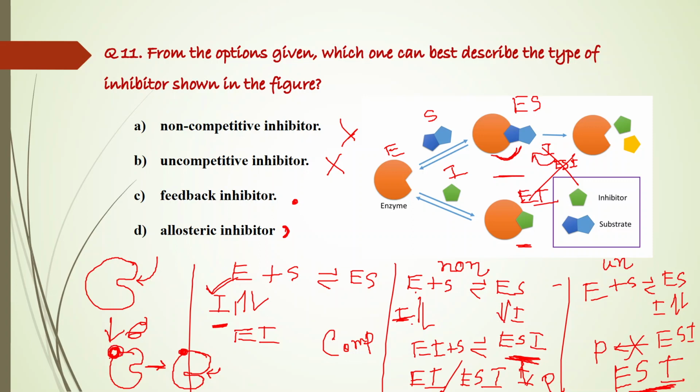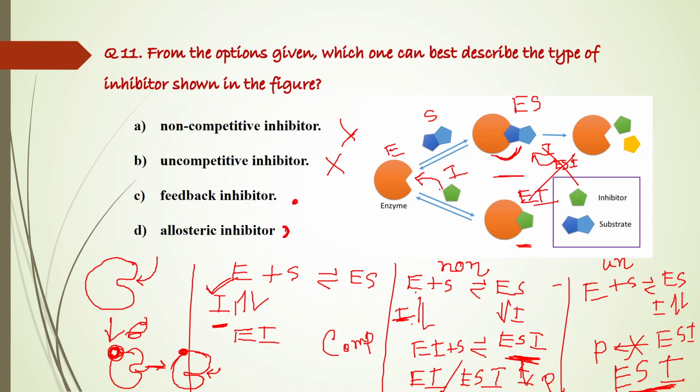So they basically attach to some other site than the catalytic site and make some conformational change in the enzyme. Now let us look at the inhibitor here. This is your inhibitor. When this green inhibitor was attaching here, it is attaching to the catalytic site. It is not attaching to any other site rather than the catalytic site, first of all.